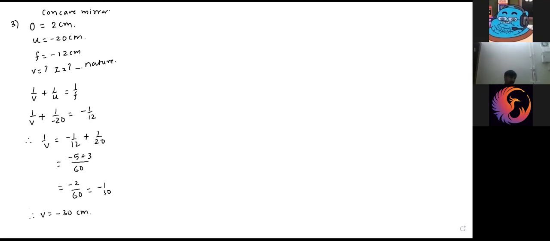So I can write here: the image is formed at 30 centimeter in front of the mirror. Now what is asked after this? This is one.